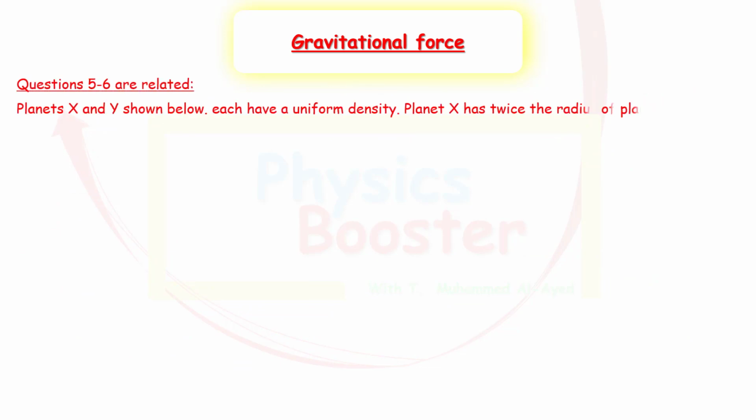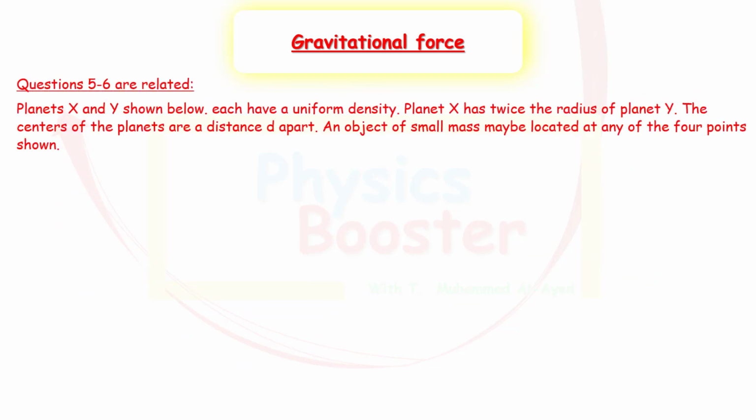Questions 5 and 6 are related. Planet X and Y shown below each have a uniform density. Okay, why are we mentioning uniform density? Because not all planets have uniform density. Actually, I'm not sure that any planet has uniform density. Because, for example, Earth, the deeper you go into the Earth, the higher the density. And if the density changes, the whole force equation won't give the same answers.